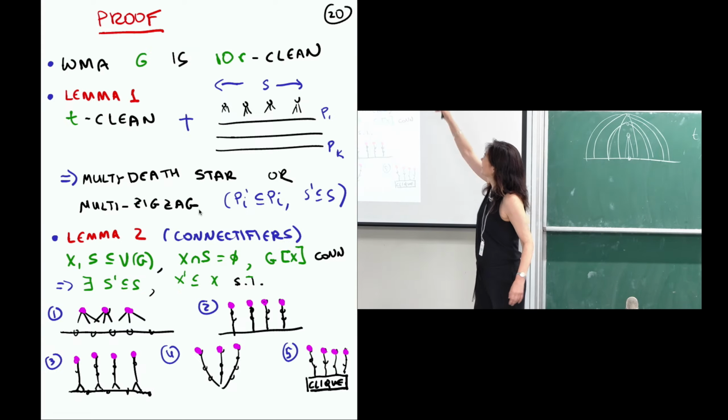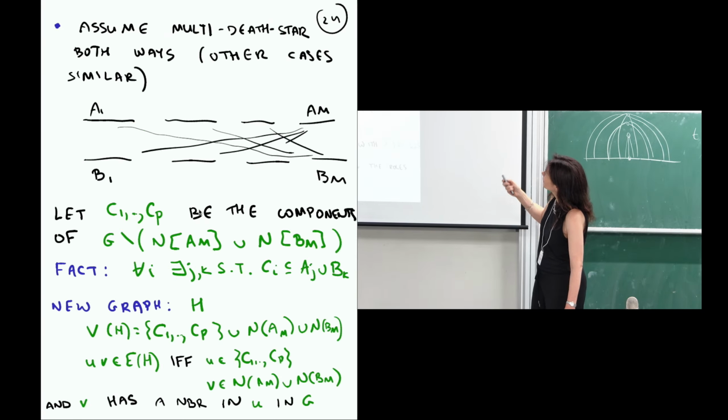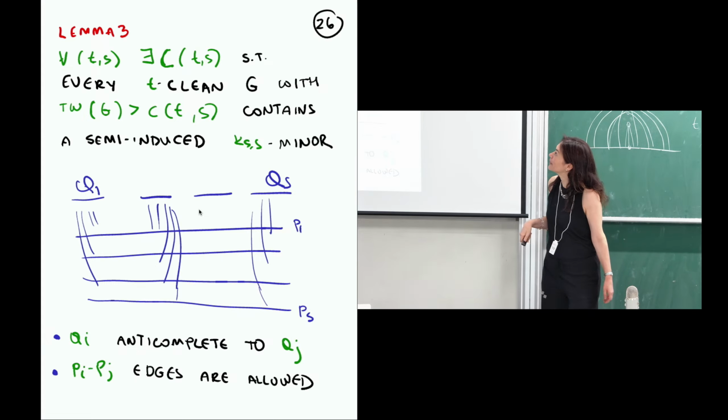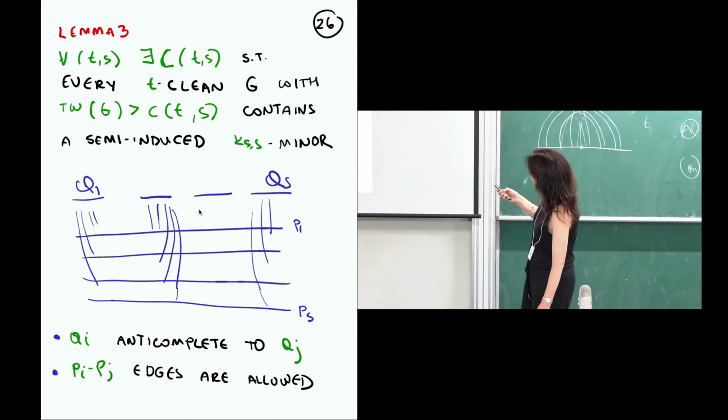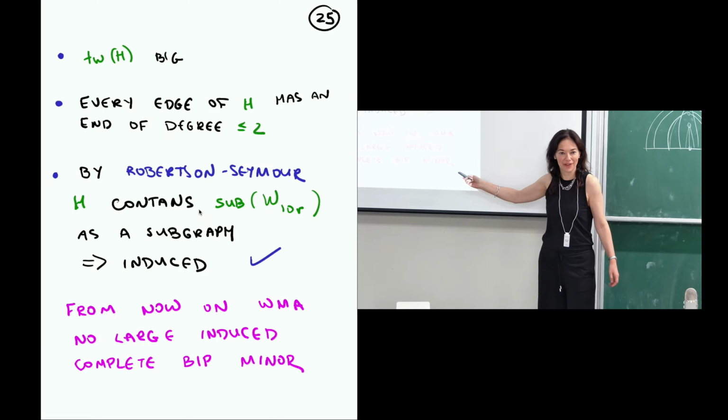But this level is useful. So now let's skip that. That's lovely. And now we're in the second case, where there's no large induced complete bipartite minor.